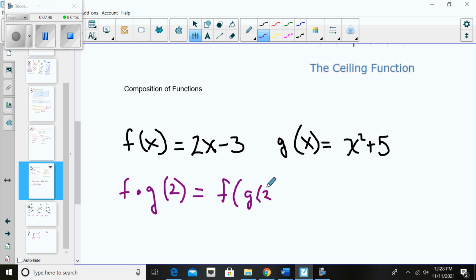And we work these inside out. So we would start with this function, and what this means is find g of 2. Put 2 into g, and then find f of that answer. Take the answer you get here and then put it into f. So that would be 4 plus 5, which is 9. Then we find f of 9.